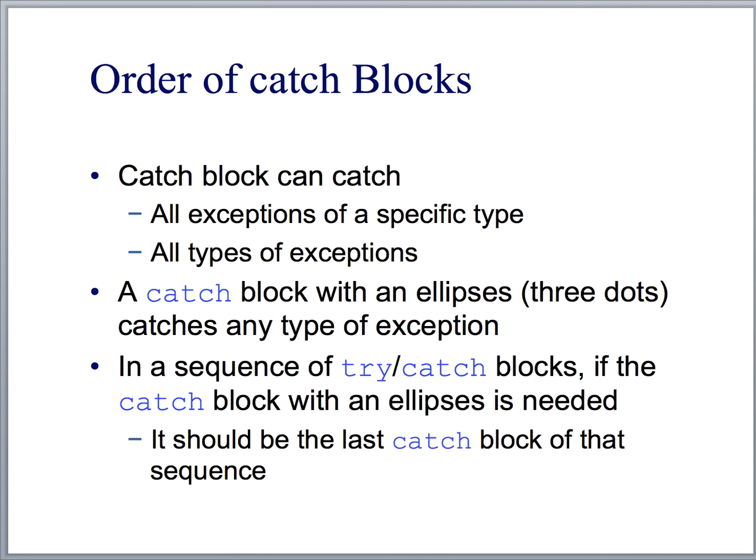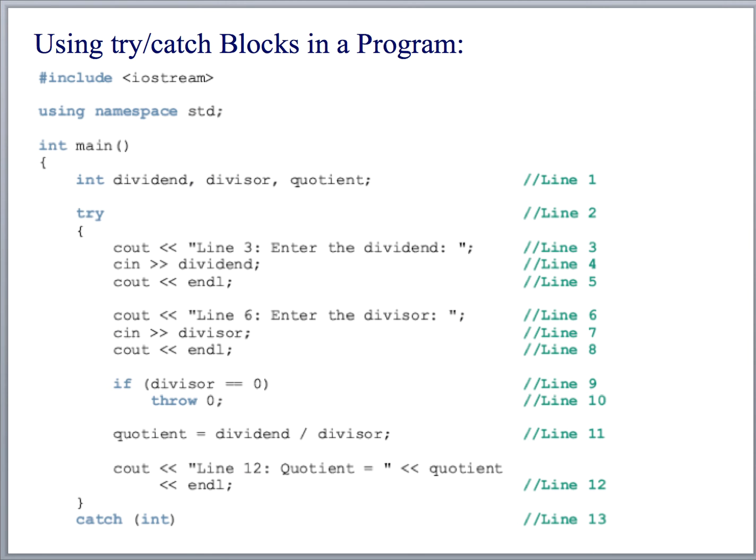Catch blocks can be put in whatever order, but they should be ordered by the likelihood that they would occur. We would always put the default catch block, if we're going to have one, the one with the 3 dots or the ellipses, at the end, because if we put it before, then it'll match everything, and it would always be executed no matter what kind of exception. So the ellipses one should always be at the end.